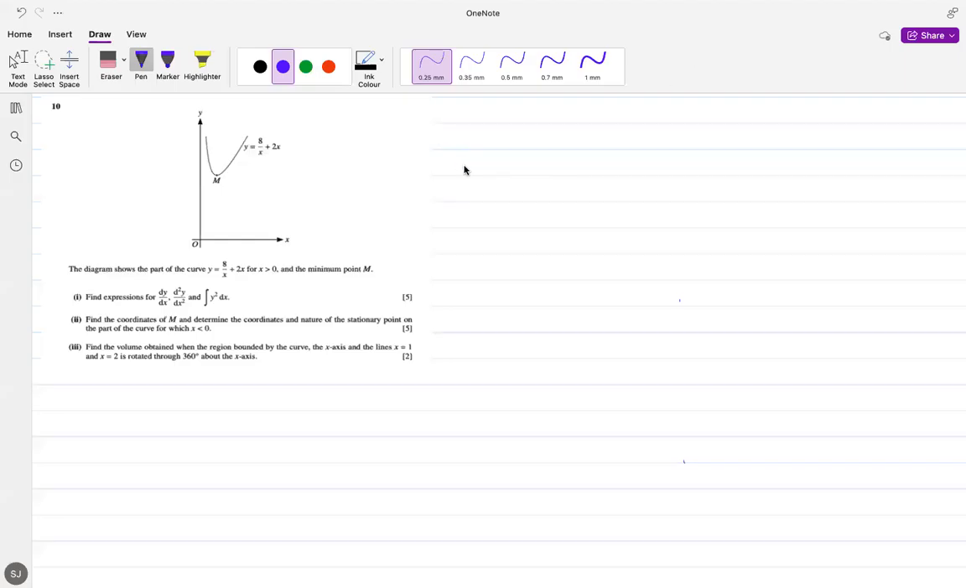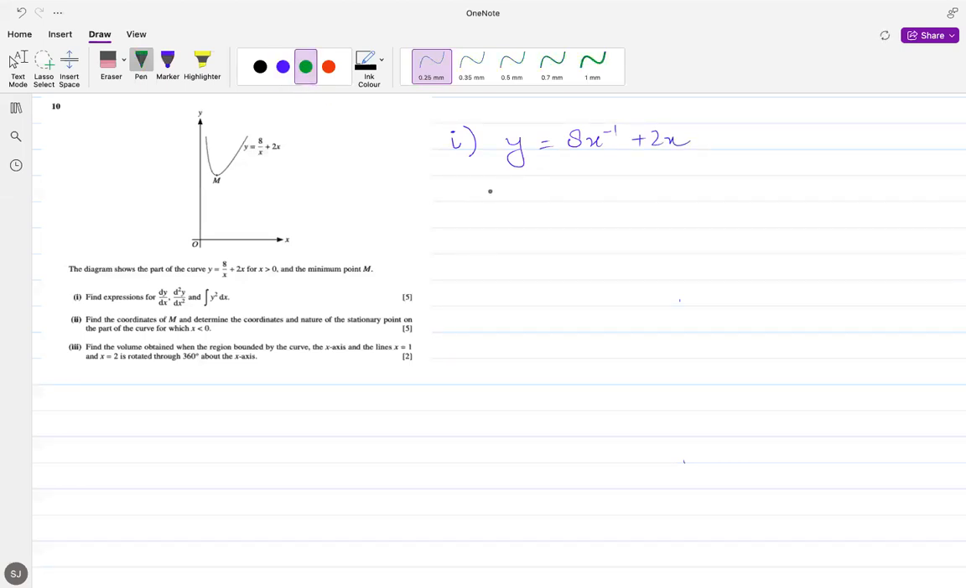In question 10, it says that a diagram shows part of the curve y equals 8 upon x plus 2x and a minimum point M. In the first part, we have to find expressions for dy/dx, d squared y/dx squared, and the integral of y whole squared. As we know that y equals 8 upon x plus 2x, we'll write it as 8x to the power minus 1 plus 2x.